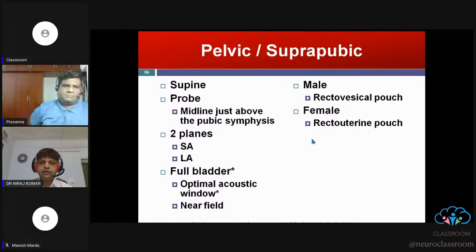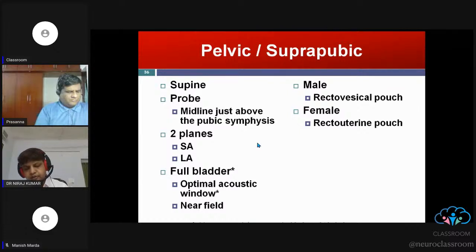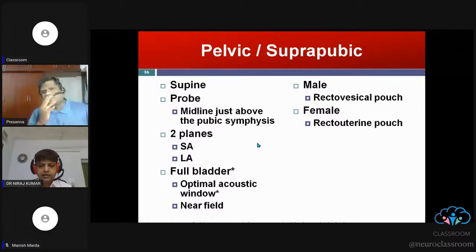And in the female patient, we have to see the area around the recto-uterine pouch, also called between the rectum and the uterus. So we have to obtain this image in the transverse axis and the longitudinal axis. And one trick is that if the bladder is full, it is easier to obtain this image. So that you have to keep in mind.